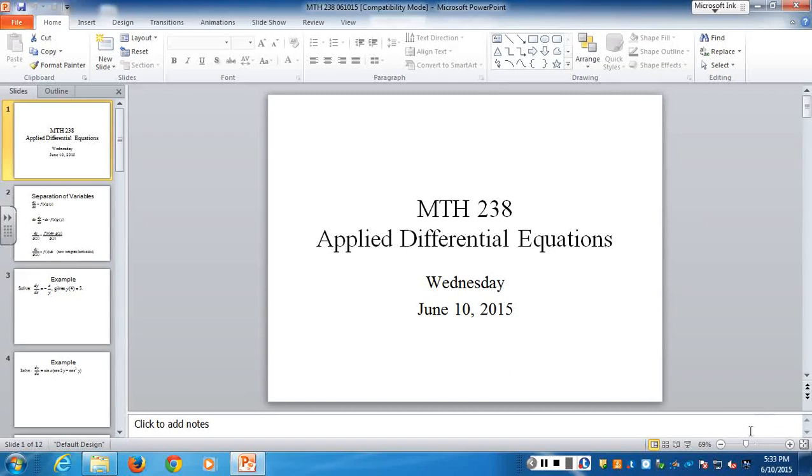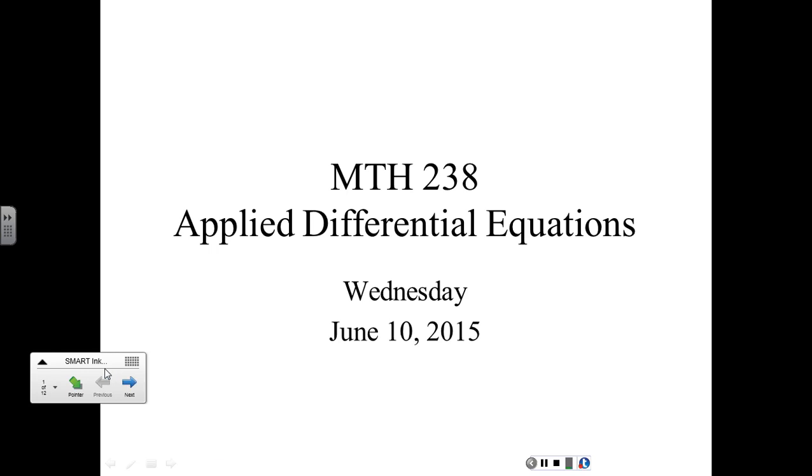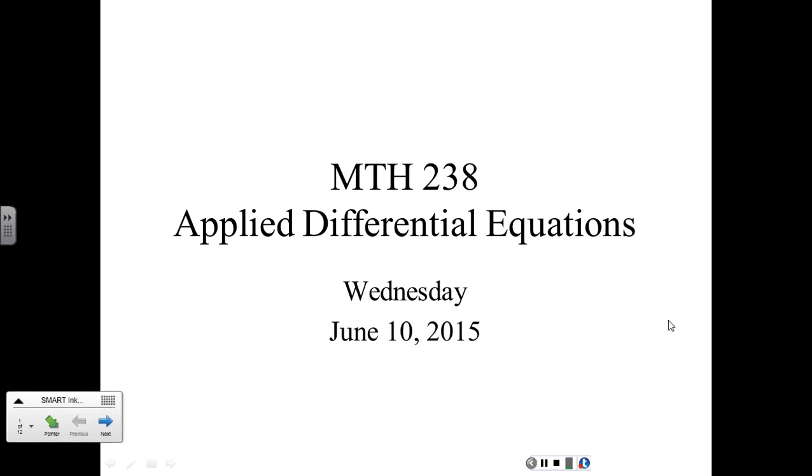Before we dismissed last week, we had started talking about a technique called separation of variables. Differential equations that are separable. In other words, where you can separate the x's from the y's. You're still going to use integration to solve them.